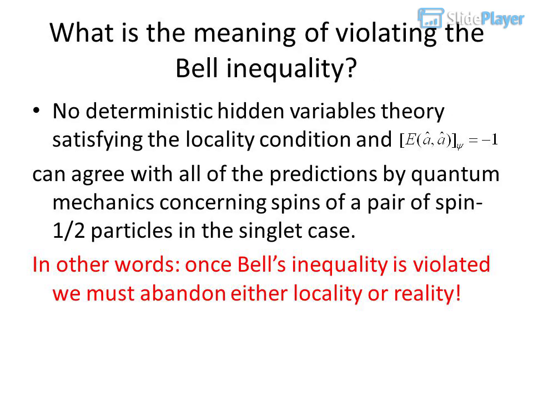What is the meaning of violating the Bell inequality? No deterministic hidden variables theory satisfying the locality condition and. Can agree with all of the predictions by quantum mechanics concerning spins of a pair of spin half particles in the singlet case. In other words, once Bell's inequality is violated we must abandon either locality or reality.